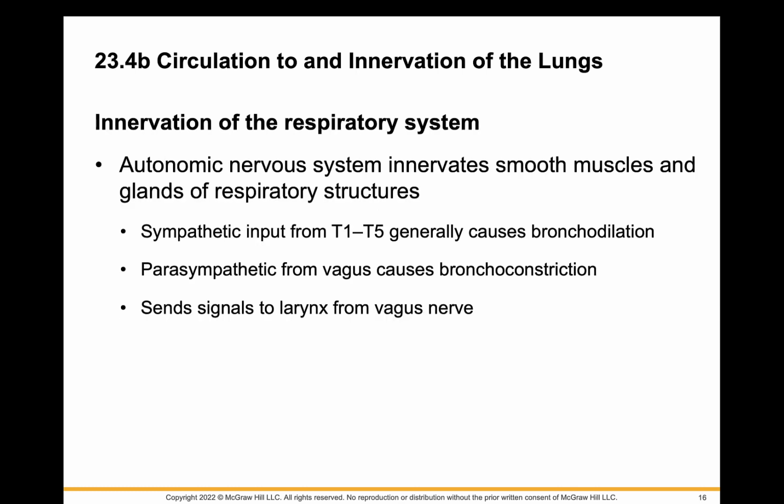Now, when we look at the innervation of the respiratory system, the autonomic nervous system innervates smooth muscles and glands of respiratory structures. Sympathetic input is generally responsible for bronchodilation. Parasympathetic innervation comes from the vagus nerve and will result in bronchoconstriction. There also are going to be signals sent to the larynx from the vagus nerve.